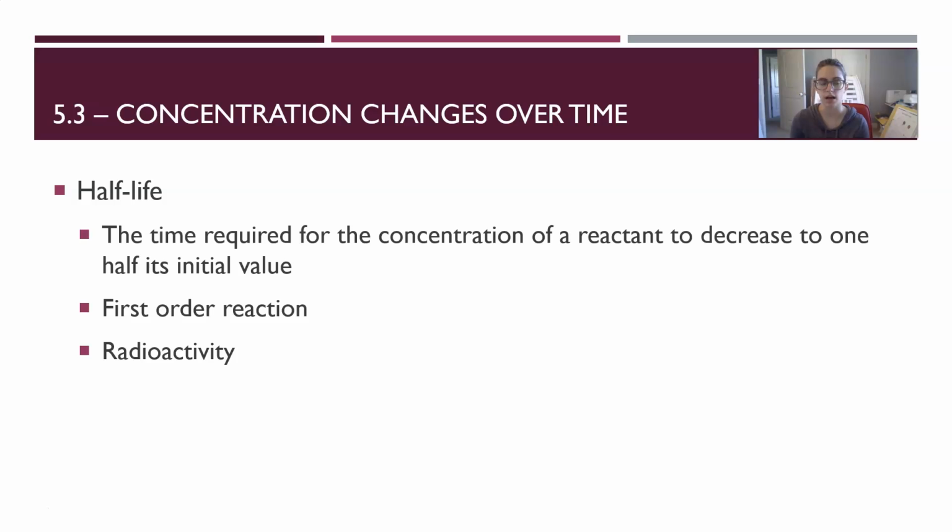A common use of kinetics, or this rate changing, is half-life. We often talk about half-life with radioactivity. Half-life is the time required for the concentration of a reactant to decrease to 1/2 of its initial value. And half-life is a first order reaction. So that means over a unit of time, the concentration is going to decrease by half, and then over the same unit of time, it's going to decrease by half again, and then the same unit of time is going to decrease by half again. So that's a common application of a first order reaction, is the half-life of a radioactive species.